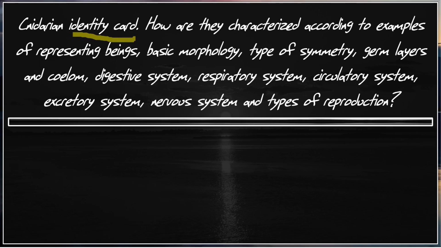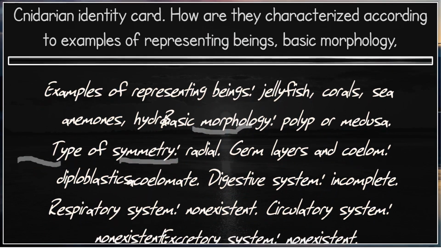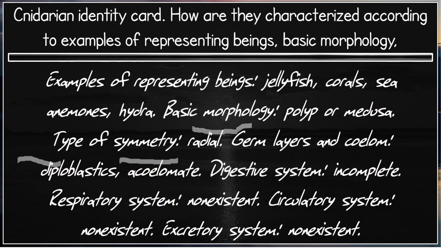Cnidaria identity card. How are they characterized according to examples of representing beings, basic morphology, type of symmetry, germ layers, coelom, digestive system, respiratory system, circulatory system, excretory system, nervous system, and the type of reproduction? Examples of representing beings: jellyfish, corals, sea anemones, hydra.